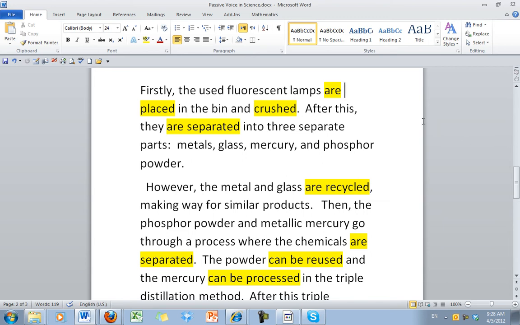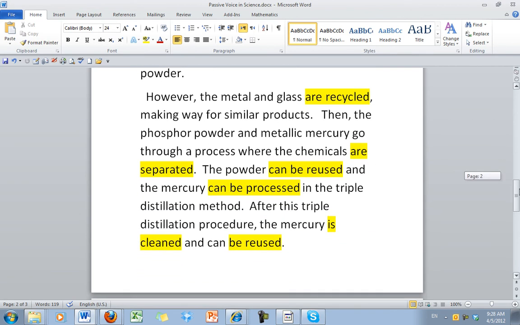Now, as you can see, there's passive voice, are placed. To be verb with past participle. They are placed in the bin and crushed. Notice that this word crushed, this past participle verb, is connected to this to be verb. So the lamps are placed in the bin and crushed. After this, they are separated. So what we're dealing with here is simple present tense, passive voice, and of course the ed is required as the past participle. Let's continue on just a little bit.